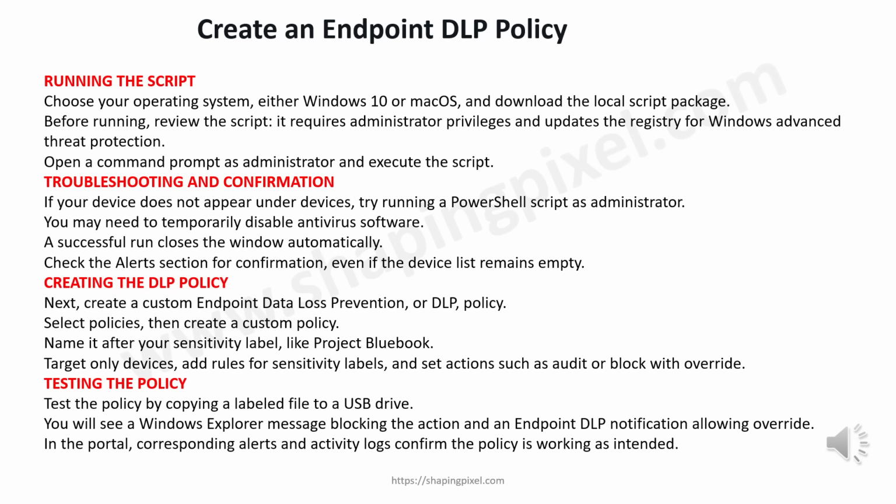Before running, review the script. It requires administrator privileges and updates the registry for Windows Advanced Threat Protection. Open a command prompt as administrator and execute the script. If your device does not appear under Devices, try running a PowerShell script as administrator. You may need to temporarily disable antivirus software. A successful run closes the window automatically. Check the Alert section for confirmation, even if the device list remains empty.